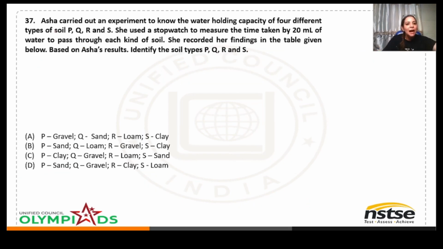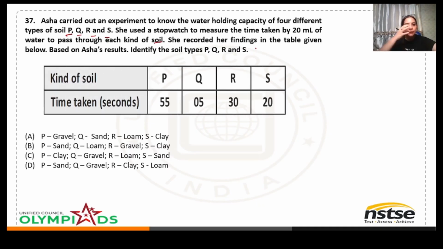Next question. Asha carried out an experiment to know the water holding capacity of 4 different types of soil, P, Q, R and S. She used a stopwatch to measure the time taken by 20 ml of water to pass through each kind of soil, and she recorded her findings in the table given below. So this is a table.